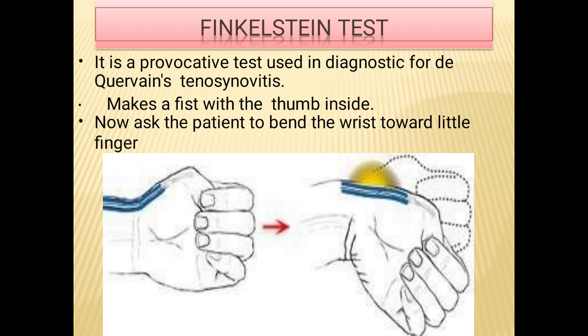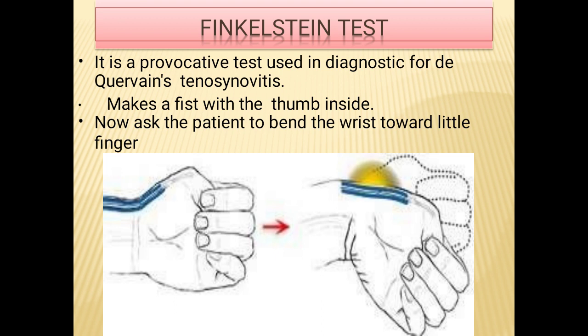It's a provocative test. Provocative test means if you do the test, the pain aggravates and the patient feels pain. It's almost diagnostic for DQ synovitis. First of all, make a fist with the thumb inside. Now ask the patient to bend the wrist towards the little finger, or clinically what we say, ulnar deviation.